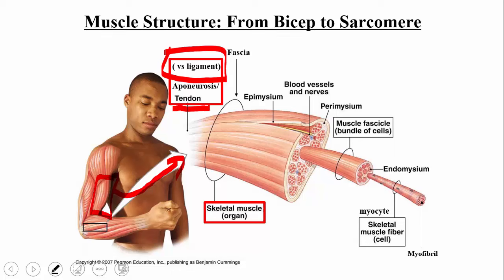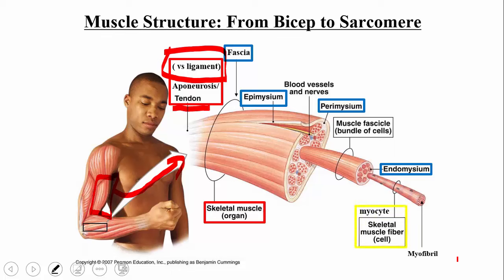Let's focus from the outside of the muscle and then move in. On the outside, we have a bunch of connective tissue called fascia. I like to think of the fascia as coating the entire muscle. If we work our way in from the fascia, the next layer of connective tissue is the epimysium, which is composed of dense, irregular connective tissue. If we move in further, we'll see the perimysium. Going in further, we have the endomysium, which is composed of a lot of reticular fibers.